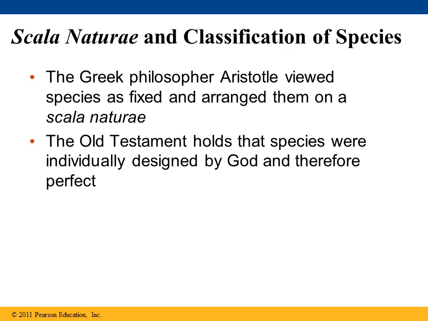So let's talk about a few prior historical events that influenced Darwin. There was Aristotle, who viewed species as fixed and unchanging. Then we had the Old Testament of the Bible. It said that species were individually designed by God and therefore perfect.